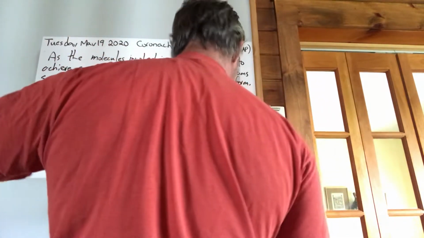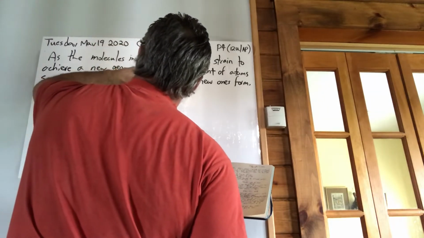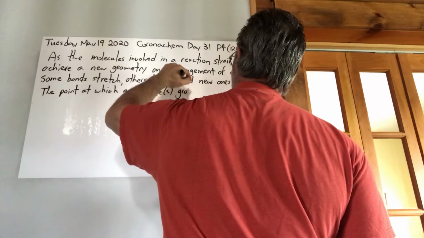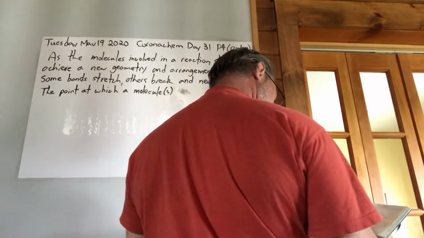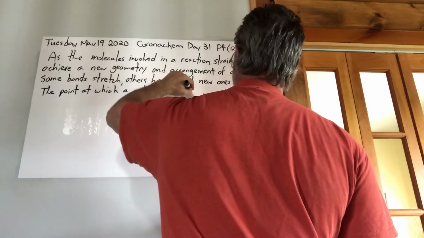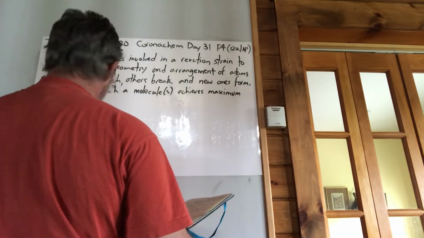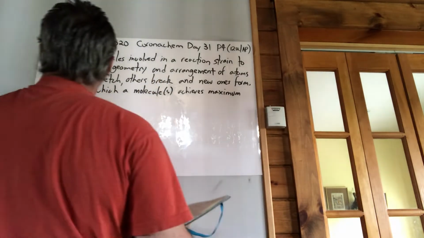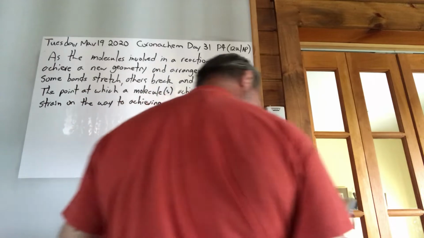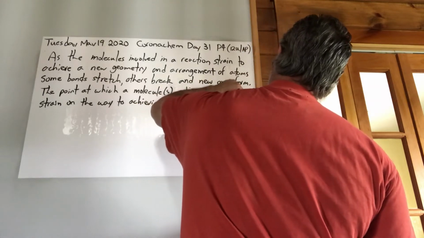The point at which a molecule or molecules goes through the point at which a molecule or molecules achieves maximum strain on the way to achieving products is termed the transition state.